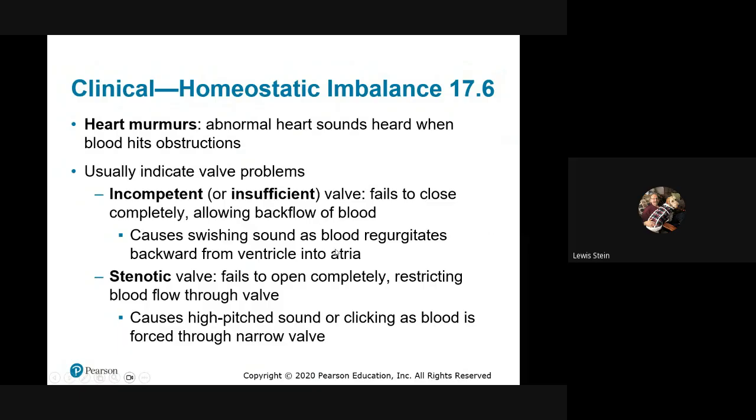And again, the problem with those is you're predisposed to those kinds of things, potentially blood clots. And because of those clots, tiny clots will form on the valves. Potentially that can be a sign of infection or inflammation. It's called bacterial endocarditis.